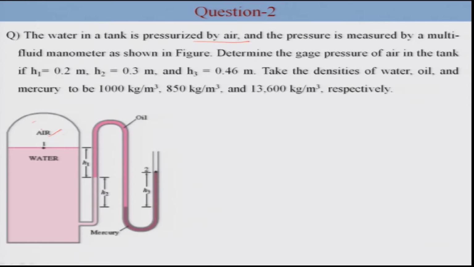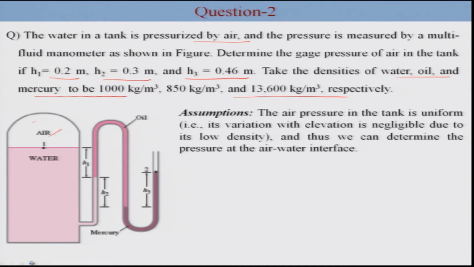Gauge pressure means a difference of pressure and atmospheric pressure, and the different heights are given. H1 is 0.2, H2 is 0.3, H3 is 0.46 and the densities of water, oil and mercury are also given in the question. We assume in this question that air pressure in the tank is uniform. It is not varying with the elevation because the density of air is very low.